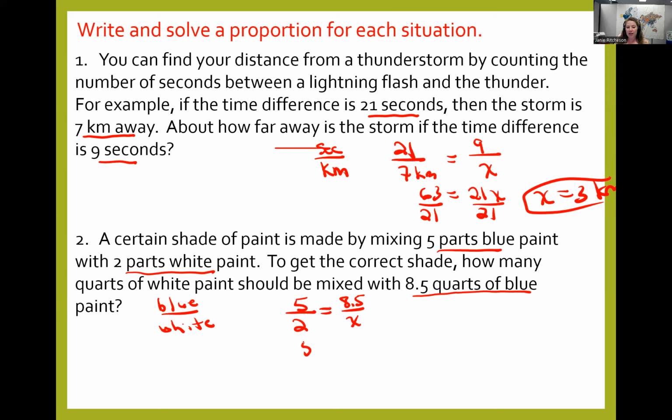So I'm going to cross multiply. And I get, what's 8.5 times 2, 17. And when I divide both sides by 5, I get 3.4 quarts of white paint. 3.4.